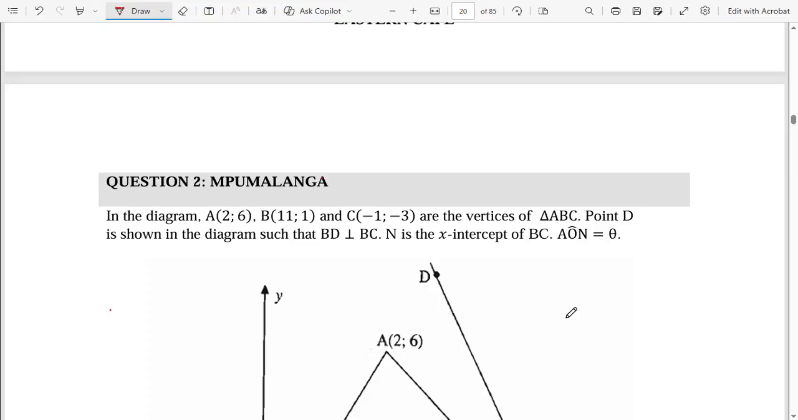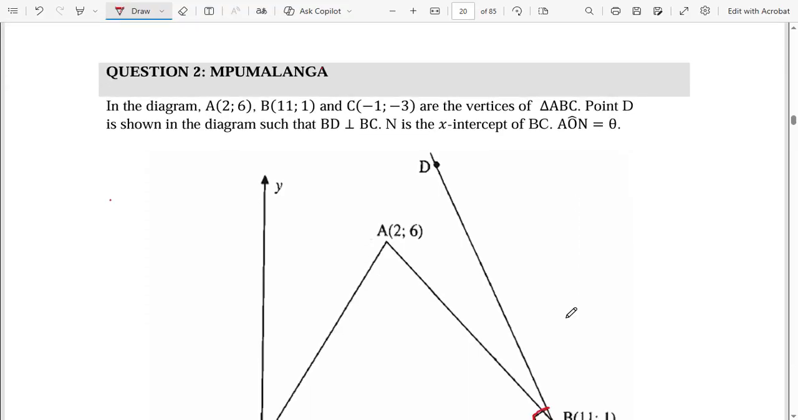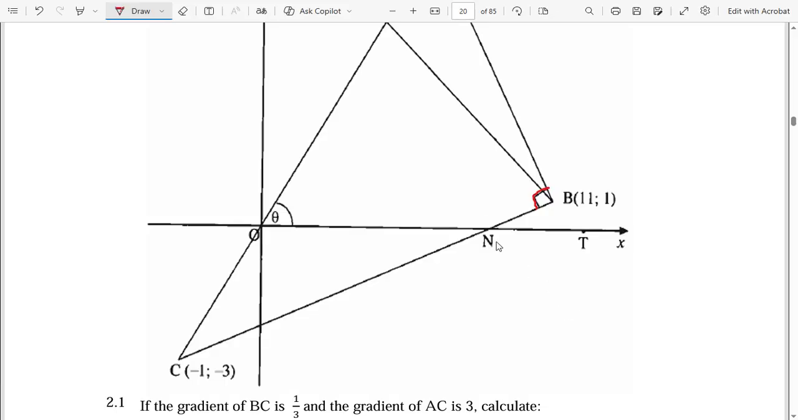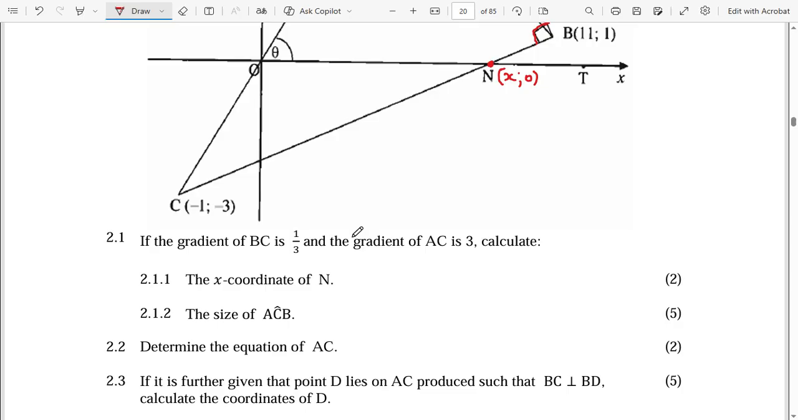And then they say that N is the x-intercept of BC. So if N is the x-intercept, the coordinates of N, x-intercept, if y is 0. So we don't know the x value, but the y we know that it's 0 for that coordinate of N. Let's answer the following question. If the gradient of BC is 1 over 3 and the gradient of AC is 3, calculate the following. Okay, so the first question, they want you to find the x coordinate of N.